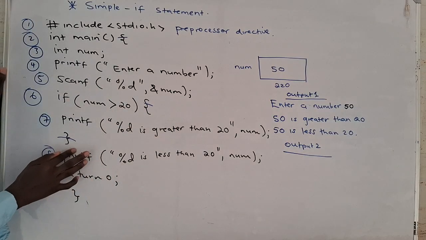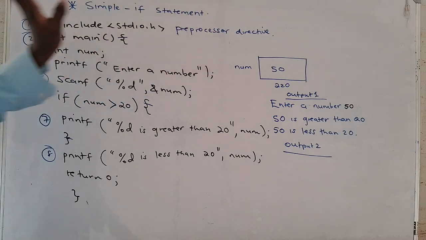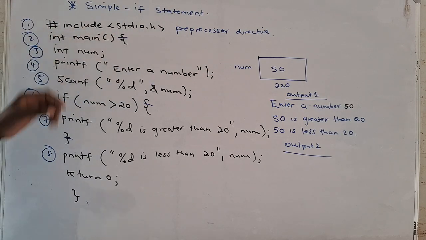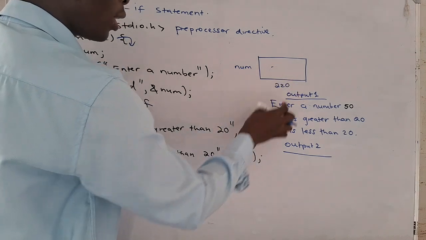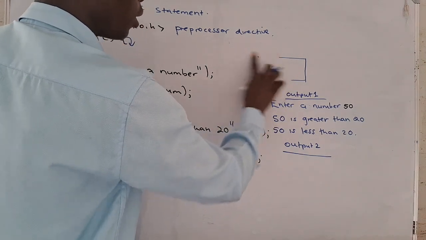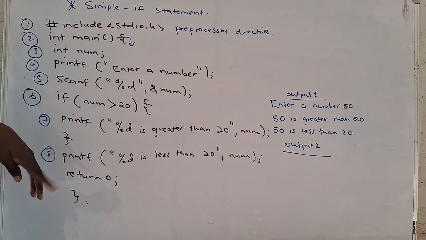I'm going to run the same program. See, statement number 1 is going to be executed, followed by statement number 2. Now the compiler is going to enter into the main function. Now the control is in the main function.